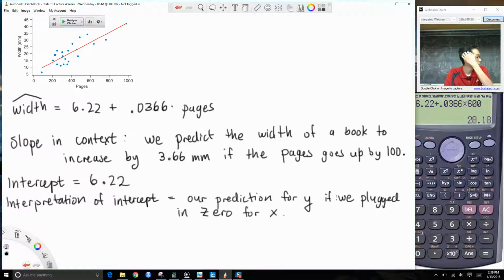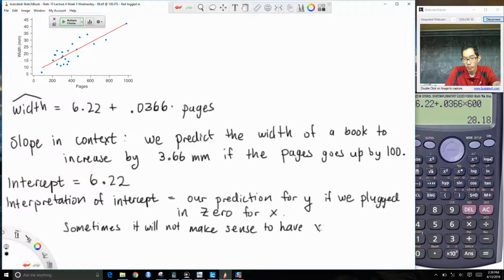Okay. All right, now sometimes it does not make sense to plug in 0 for x. Sometimes, and in those cases, your intercept will not have a practical interpretation.